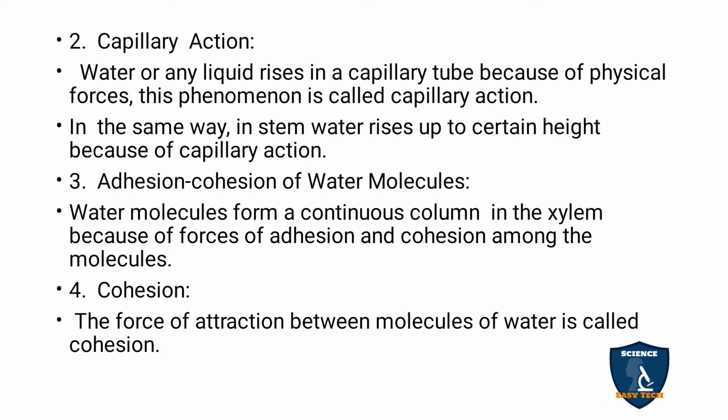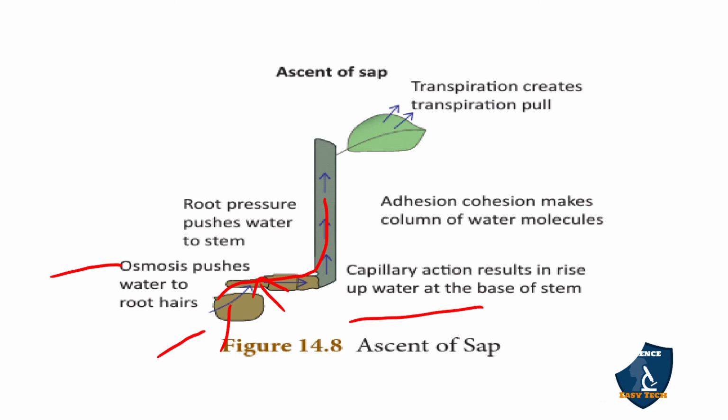Next, adhesion and cohesion of water molecules. The water molecules form a continuous column in the xylem because of the forces of adhesion and cohesion among the molecules. So there should be a force. When the water molecules are moving along, there are some other particles also, no? So where they have to bind, some may attract, some may repel. That process is called adhesion and cohesion of water molecules.